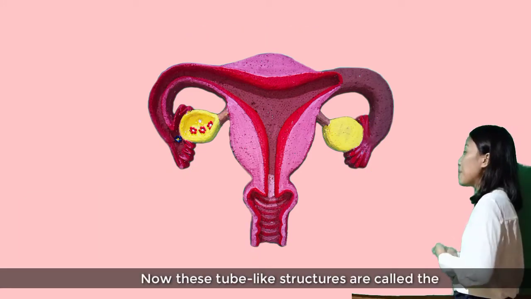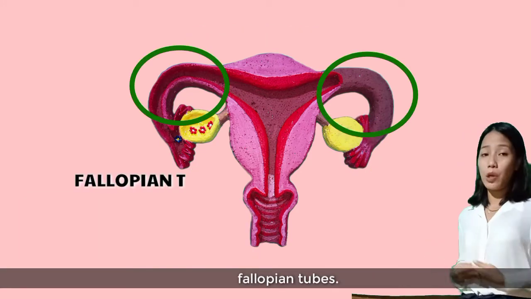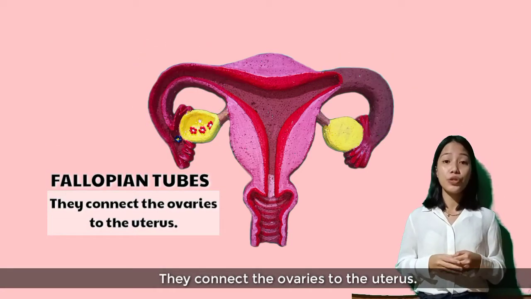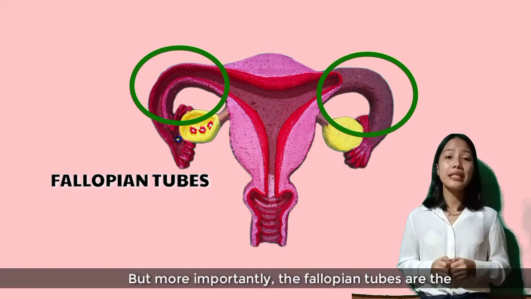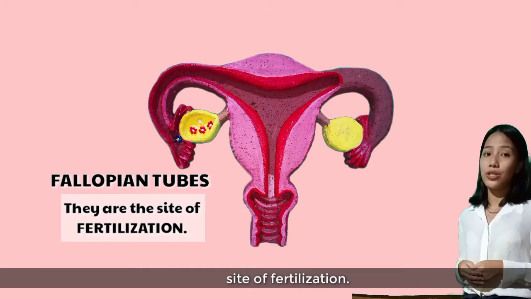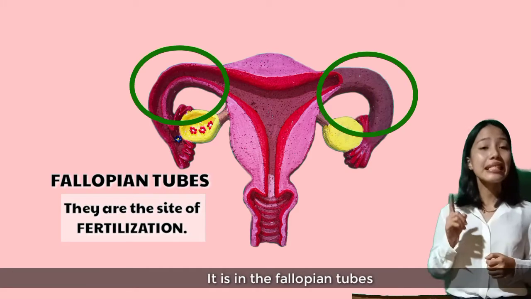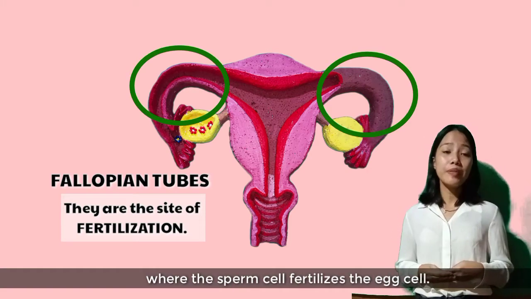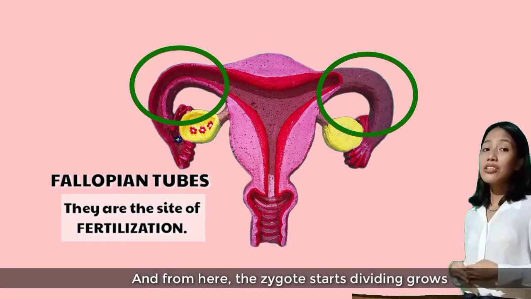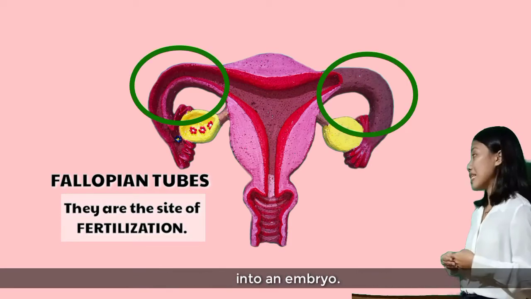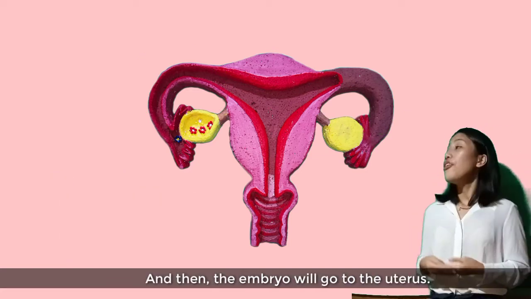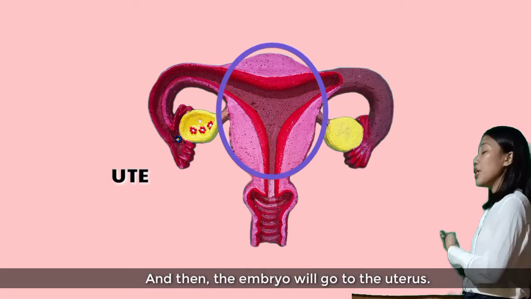Now, these tube-like structures are called the fallopian tubes. Yes, they connect the ovaries to the uterus, but more importantly, the fallopian tubes are the site of fertilization. It is in the fallopian tube where the sperm cell fertilizes the egg cell, and from here, the zygote starts dividing and grows into an embryo. And then, the embryo will go to the uterus.